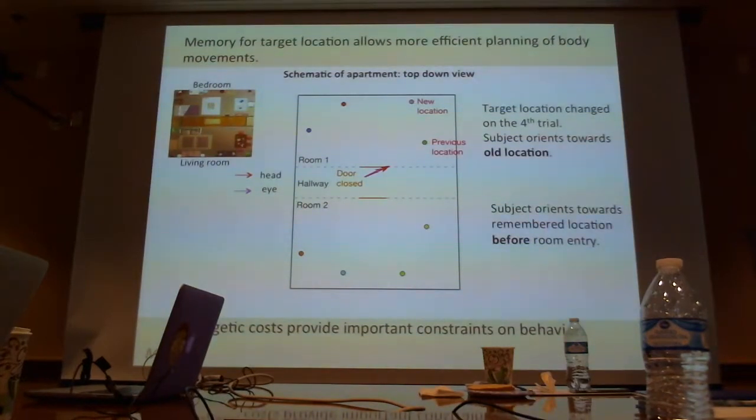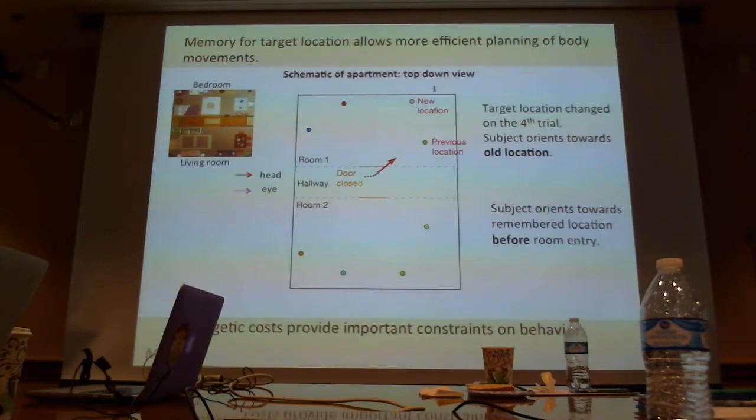So what happens here? In the fourth trial, we moved the location of the target. It used to be here, and now it got moved to this new location. We'll show the eye as the pink vector, and the head as the red one. So you can see they're pointing at the old location, and they keep looking, and then eventually they start looking elsewhere.